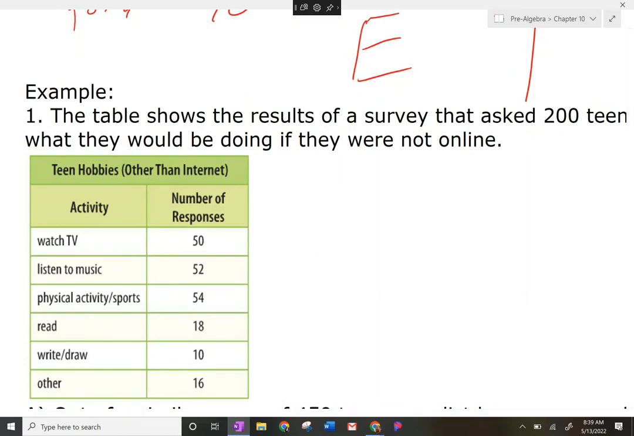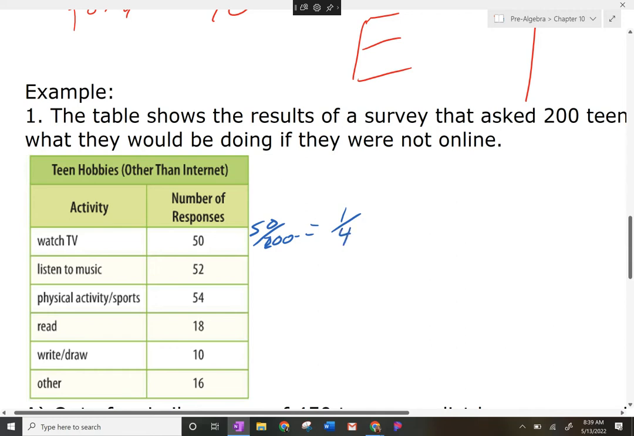Okay, for each one of these, we're going to do the exact same thing. We're going to change them into percentages, and then we'll be able to go on to this next part where we make a proportion. So somebody talk me through. Just one person talk me through. How do I get my fraction for watching TV? So you said 50 over 200. Am I done there, or do I have more? Okay, I can simplify it. Divide both of them by 50, so I get 1 over 4. What would that be as a percentage? 25%.